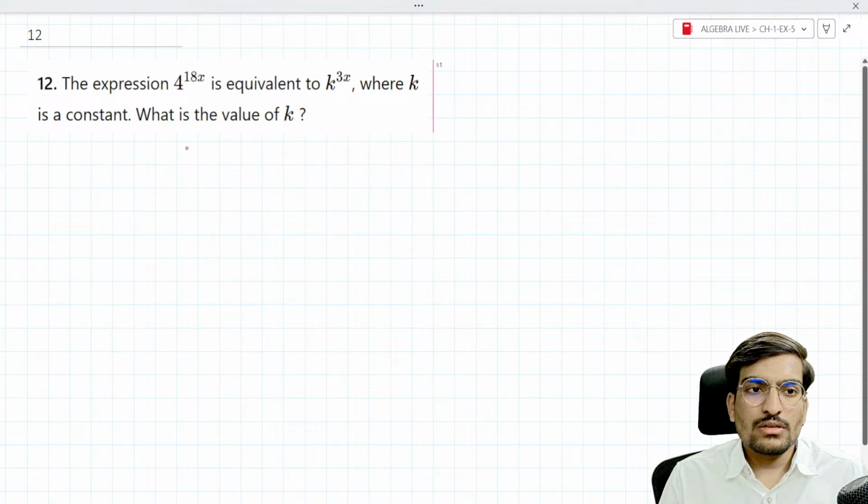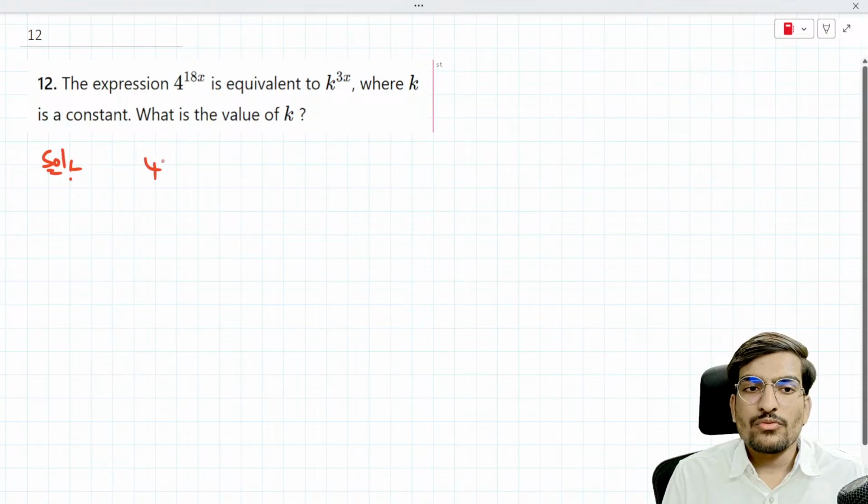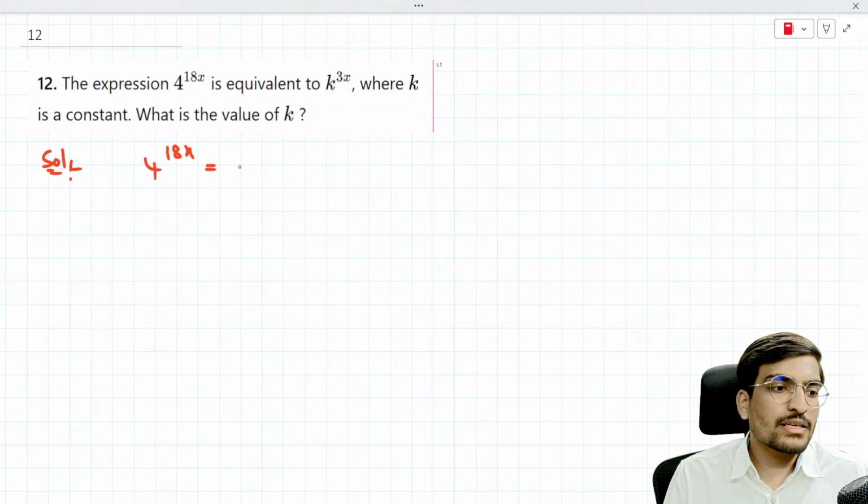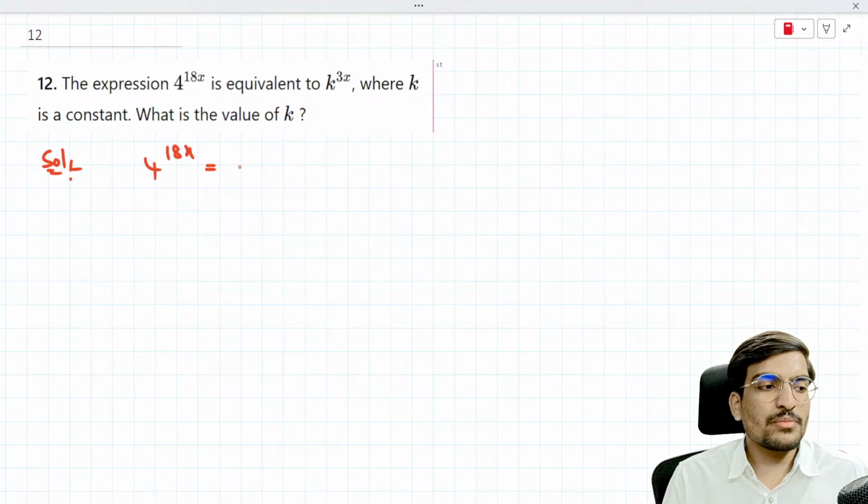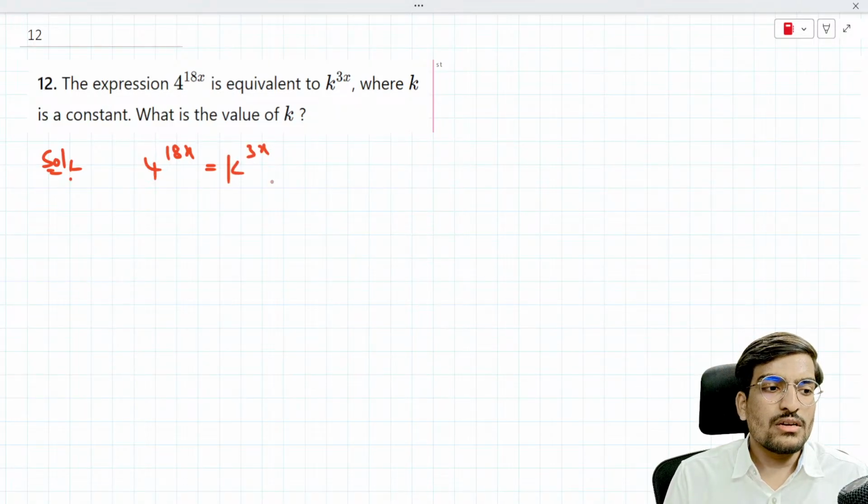The expression 4 raised to the power of 18x equals k raised to the power of 3x, where k is a constant. Yes, Saidur Rahman, 7 by 120, Superman, you said it. What is the value of k? So we have to find the value of k.